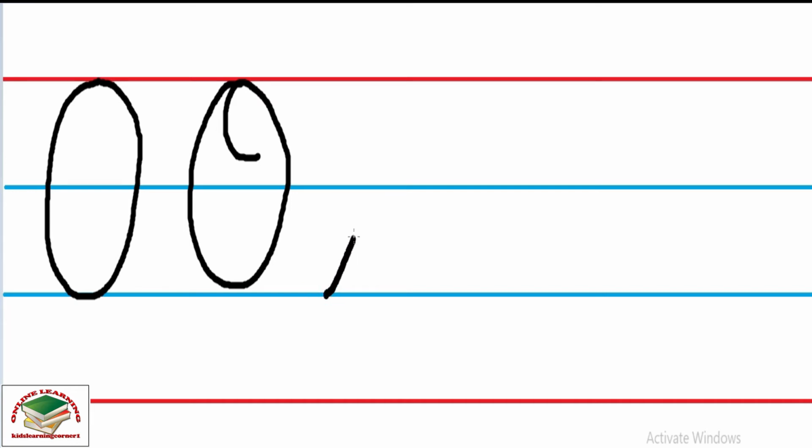Small o is easy. You need to write like letter A. Like this. After joining this, make a curve like this. Let us practice once again.